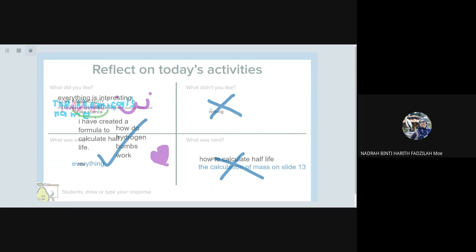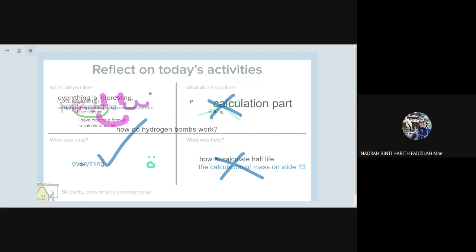How do hydrogen bombs work? That is good. Oh, okay. Nanti esok boleh share ya. I have created a formula to calculate half-life. Okay, nanti kita share. Nanti saya tulis dekat slide ni. Nanti saya boleh include dalam untuk kelas esok.